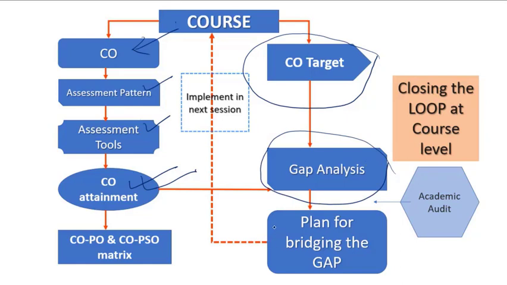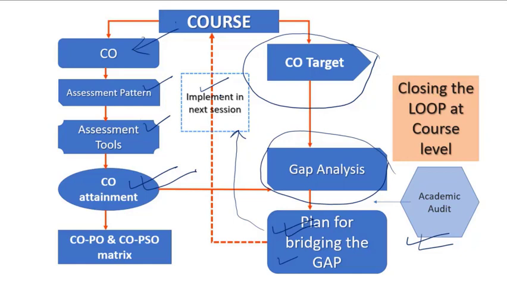an action plan has to be made for bridging the gap, and this is generally done by the academic committee and internal quality assurance cell. Based on the analysis, recommendations are sent for the next academic session, which are to be implemented in the next session only, for continuous improvement.